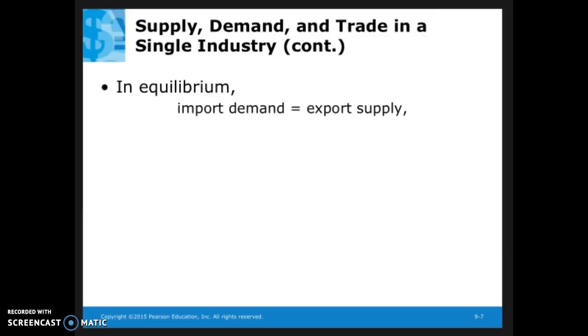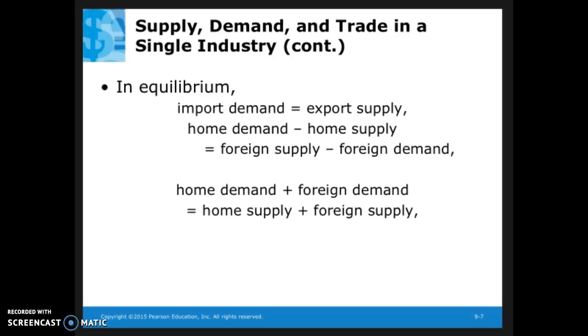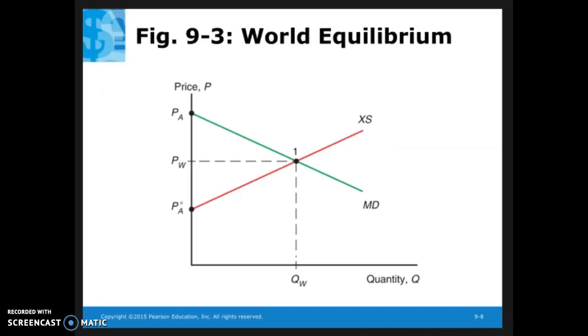So in equilibrium, demand should equal supply. Home demand minus home supply equals foreign supply minus foreign demand. And the same is true for addition, so world demand equals world supply. And here's that graphically. See the equilibrium point there in the middle.